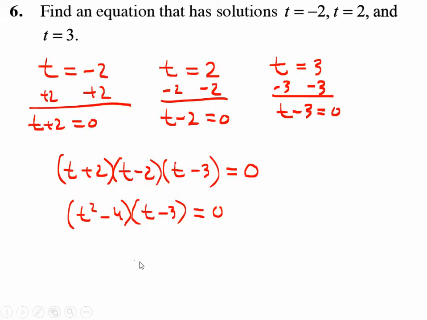All right, at this point you have to multiply the long way. So t squared times t makes t to the third. T squared times minus 3 makes a minus 3t squared. Negative 4 times t makes negative 4t. And negative 4 times negative 3 is a positive 12. There are no like terms to add together, so we're done. Hey, that's kind of cool. Look at that. We have learned that this cubic equation, this polynomial, would make these solutions right here.